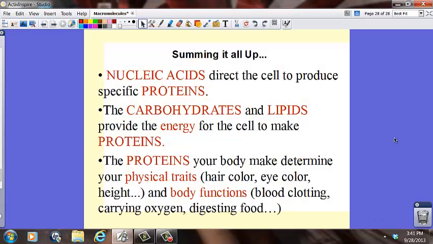So summing up all of our macromolecules, we have a relationship that occurs between them. And so my relationship that I've given here is the nucleic acids help direct the cell to produce proteins. The carbs and the lipids provide the energy that the cell needs to make the proteins, and the proteins are what help determine our physical traits. They can also be the enzymes that can later help break up our carbs and our lipids when we ingest them. So there's a very cyclical relationship that happens with our biomolecules.